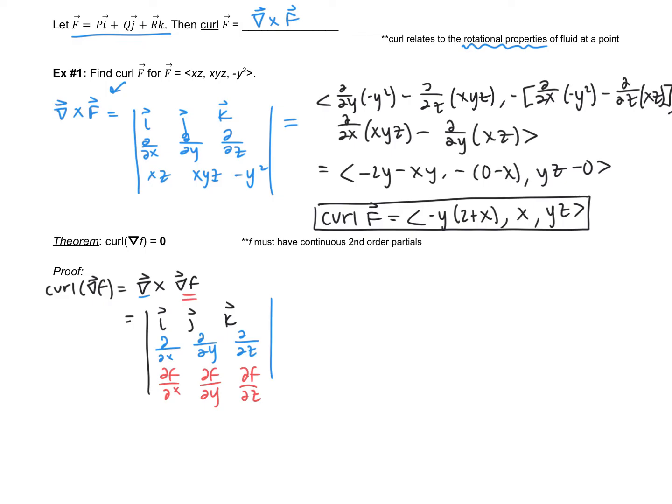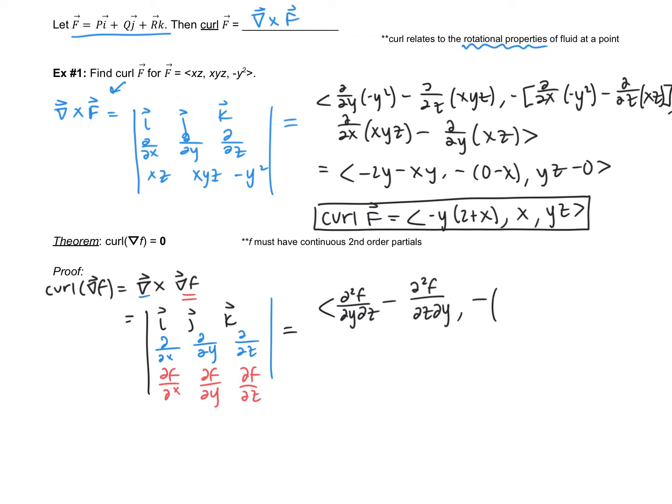Okay, so now if we're ready to compute this, doing the exact same thing that we did above. We're ignoring the first row, first column, so we're going this direction, that direction. We get the second partial of f with respect to y and then with respect to z, subtract the second partial of f with respect to z and then with respect to y.